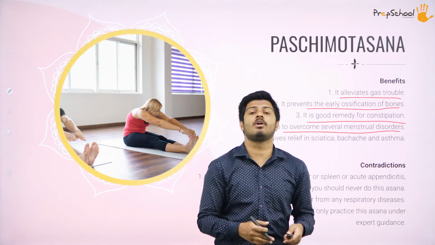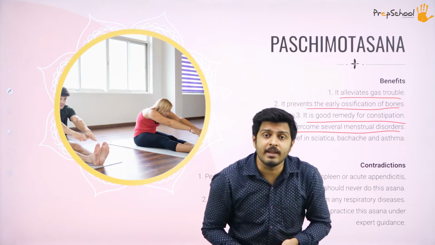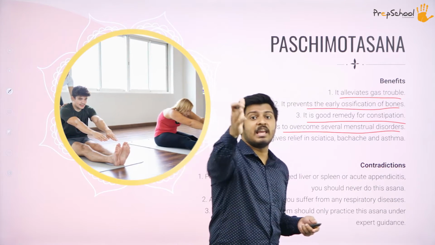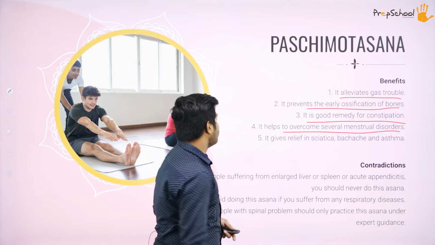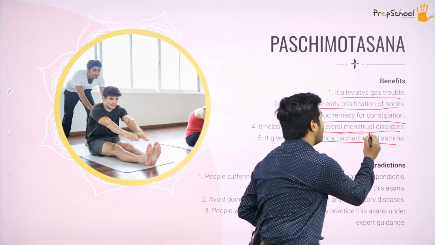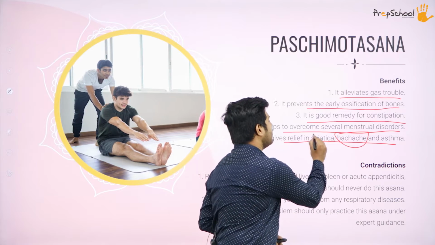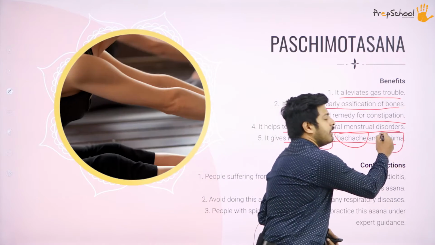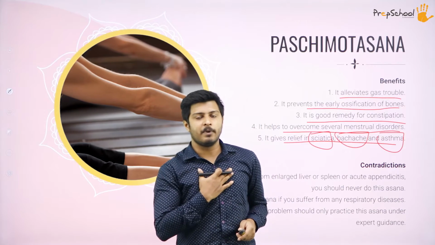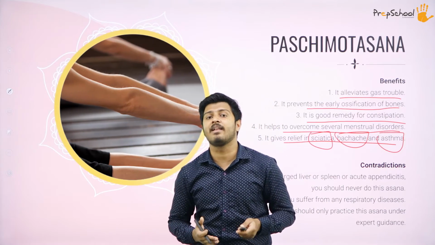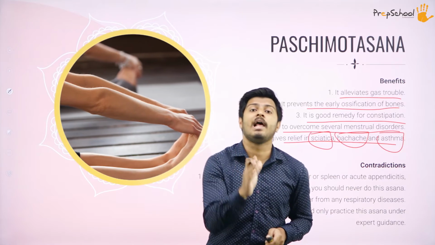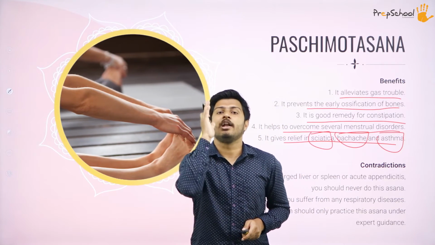Next, it helps to overcome several menstrual disorders. Any kind of menstrual disorder, menstrual dysfunction can be treated or cured when you practice again Paschimottanasana. Keep that in mind. Again, next, it gives release from sciatica, backache and asthma. So again, if you have backache, note these key points: sciatica or asthma. If you have these three conditions, again it will help you to fix that. So people who have asthma, it is very common, many people have that. So if you have an asthma situation, again practicing Paschimottanasana will help you to solve this particular kind of issue.